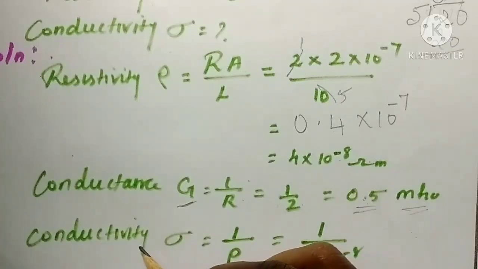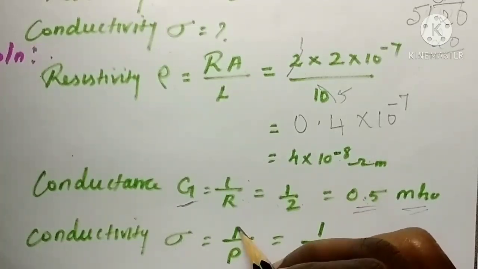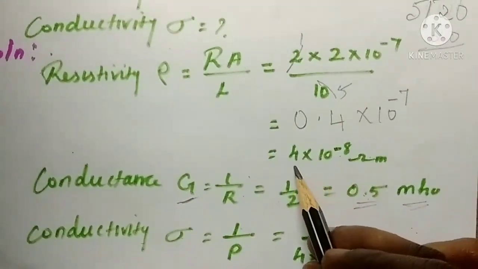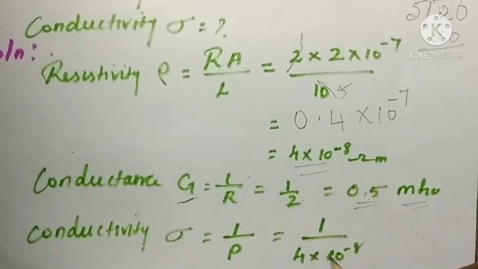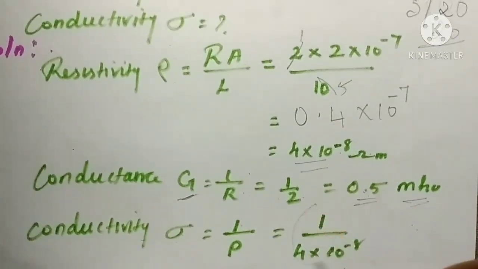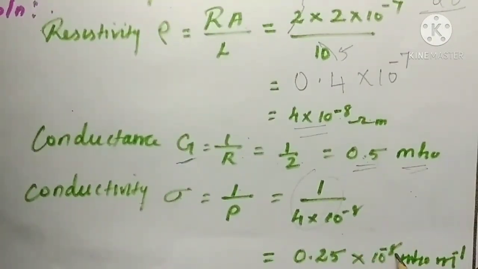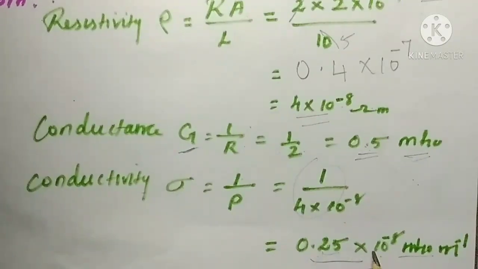Next we are going to find conductivity. Conductivity is represented by the letter sigma. Sigma is equal to 1 by rho. Rho means the resistivity, isn't it? The resistivity we already found: 4 into 10 to the power minus 8 ohm meter. So 1 divided by 4 into 10 to the power minus 8. 1 by 4, what's the value? Yes, 0.25. So 0.25 into 10 to the power minus 8 mho meter power minus 1. The unit of conductivity is mho meter power minus 1. This is the answer.